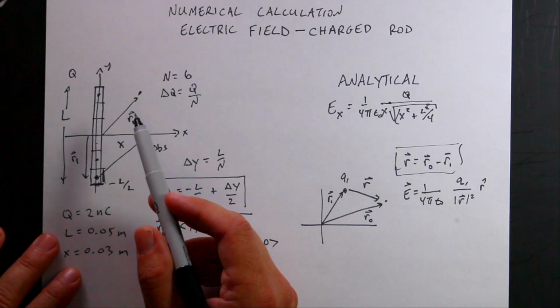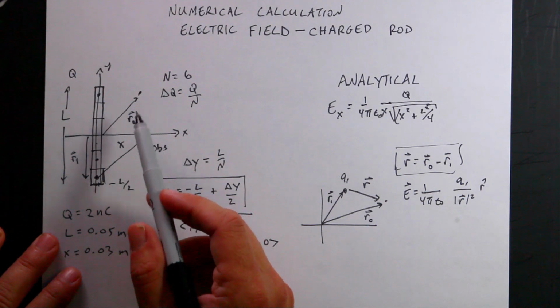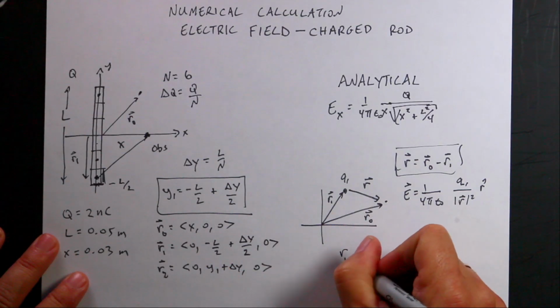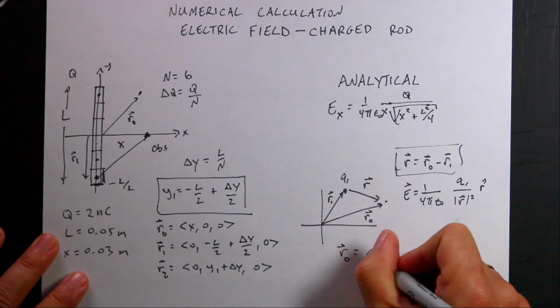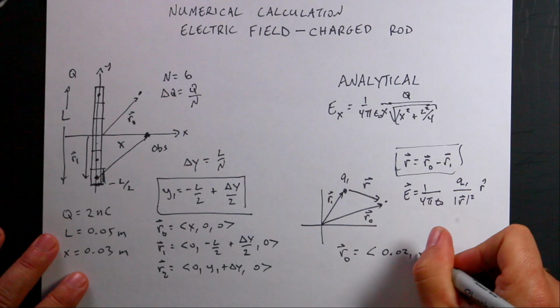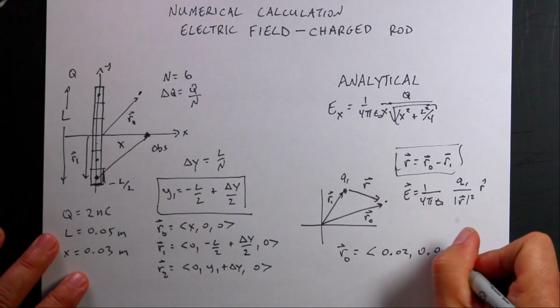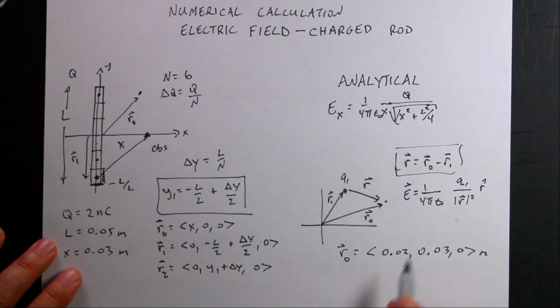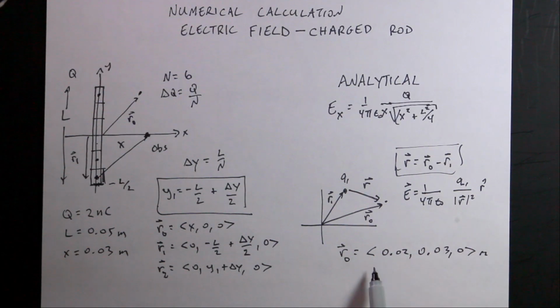But for my numerical calculation, it doesn't matter where r0 is. In the numerical version, I can have r0 wherever I want. So let's pick r0 equals 0.02, 0.030 meters. And let's just change our program to put this as my initial observation location and see what we get for the electric field.